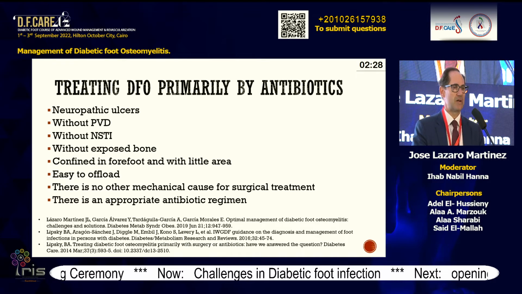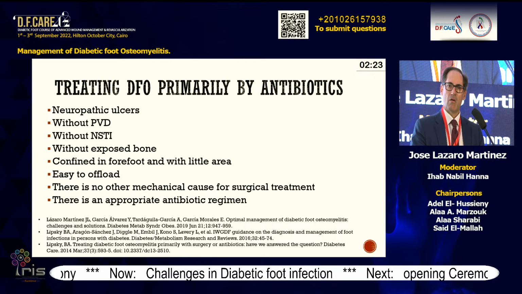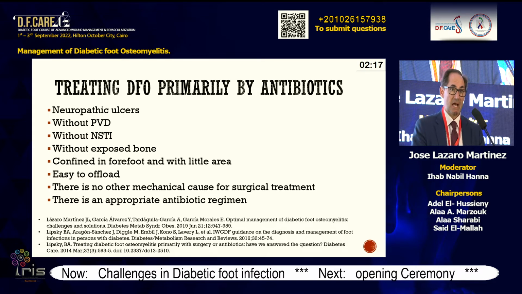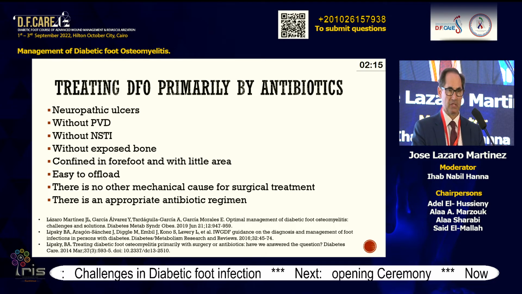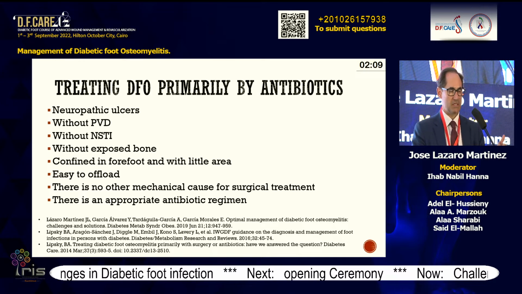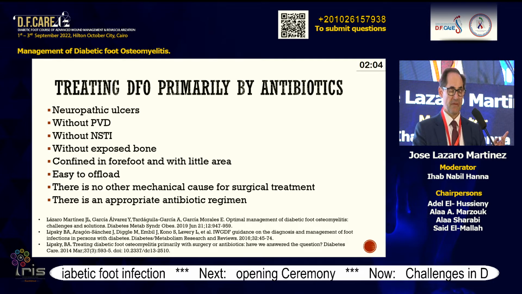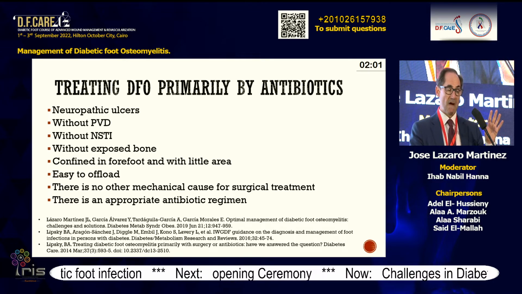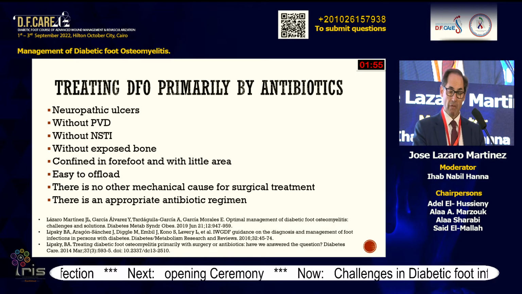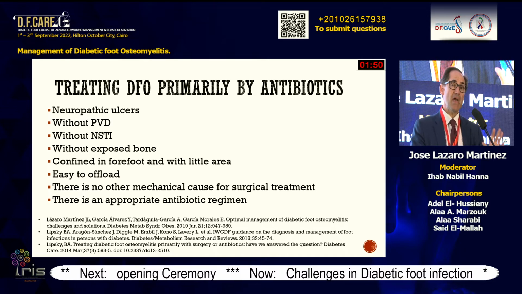The other alternative is antibiotics alone. I don't know how many medical doctors are here, not only surgeons, but this is another option, because sometimes the patient can be treated only with antibiotics, especially in this condition: a very well perfused patient, meaning a neuropathic ulcer without peripheral arterial disease, without necrotizing soft tissue infection, without exposed bone, confined to the forefoot, in a patient who is easy to offload, with no other mechanical causes for surgical treatment, and with an appropriate antibiotic regimen. This is the main indication for antibiotics.